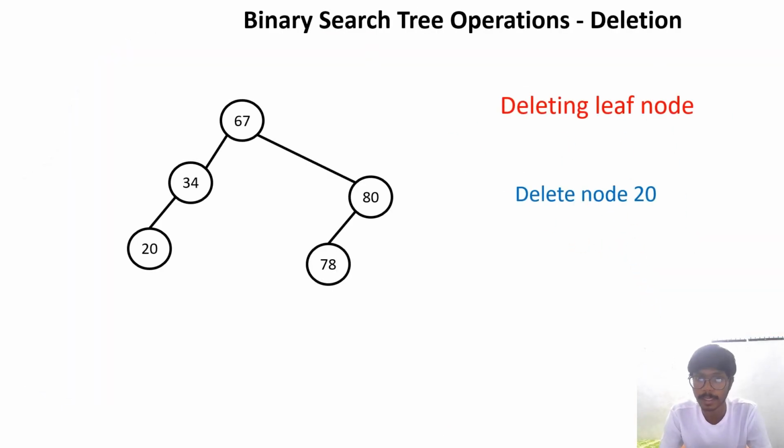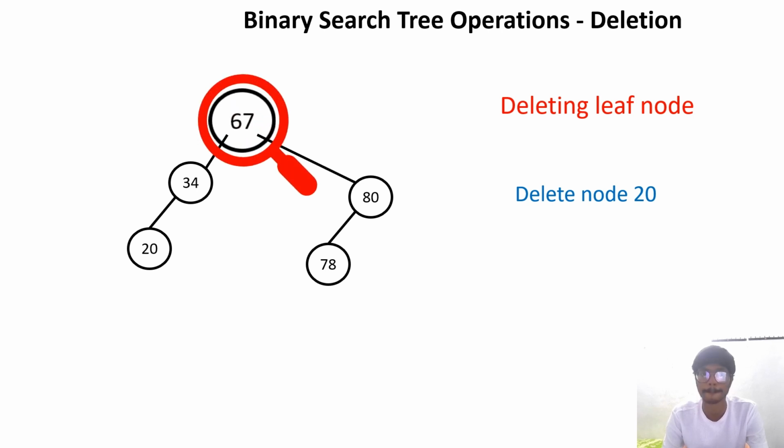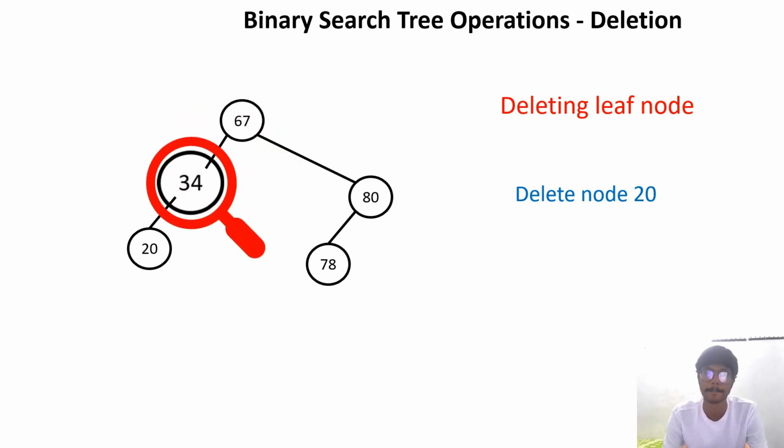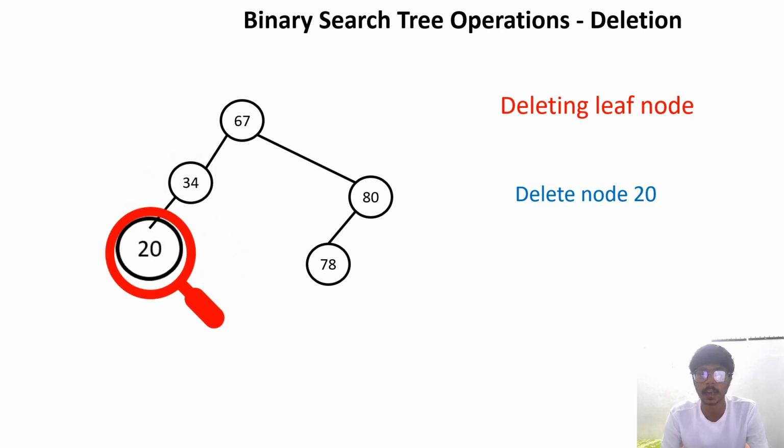Let's not go very deep into the topic. Let's discuss briefly how we are deleting the nodes. Let's see with an example how we delete a leaf node. In this example, we have the value 20. 20 is less than 67, so it is on the left side. 20 is also less than 34, so it is on the left side. So let's find that element. Okay, now we found the element 20. After finding it, we delete that element.